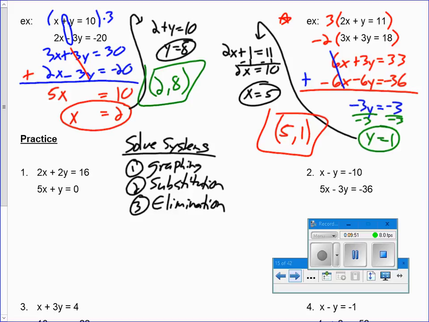If you want to search for any other resources or videos online, just search for solving systems of equations by substitution, or elimination for this video.